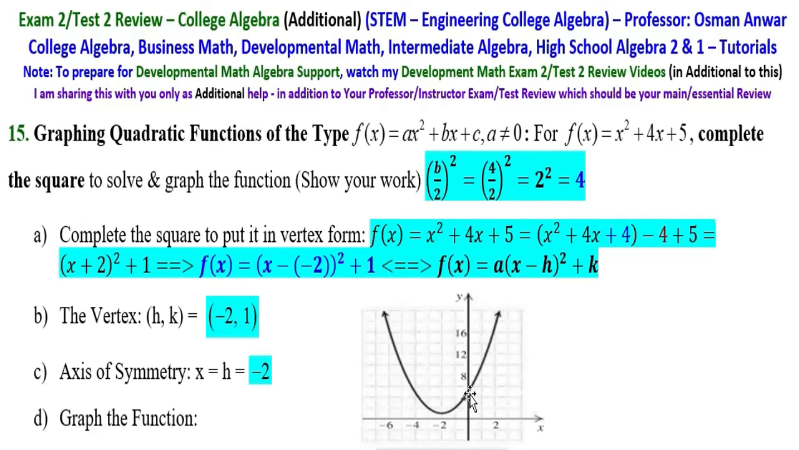If you want, you can also find the y-intercept. So the y-intercept is when x is 0. So when x is 0, you have (0 plus 2) squared, so that is 2 squared, which is 4. 4 plus 1 is 5. So that is your y-intercept.